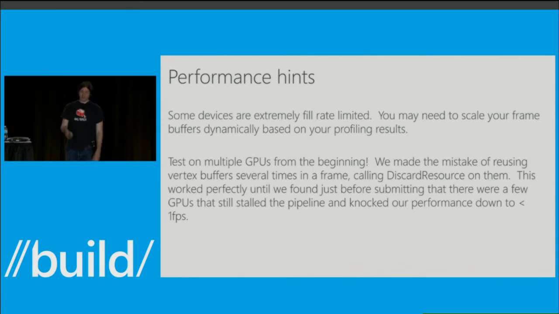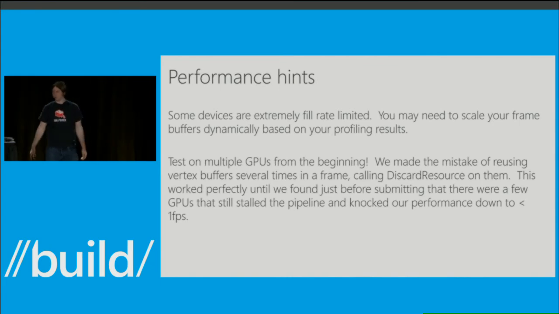And yeah, some devices are extremely fill rate limited. Like I said, there's some things in 11.2 that let you do that automatic scaling. I think it's the overlapping swap chains. But yeah, we had to do it manually. So scaling back your frame buffers is the easiest way to gain back that fill rate.